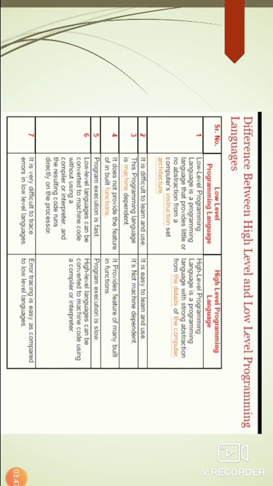Low level languages can be converted to machine code without using a compiler or interpreter, and the resulting code runs directly on the processor. High level languages can be converted to machine code using a compiler or interpreter. Next, it is very difficult to trace errors in low level languages. In high level programming language error tracing is easy as compared to low level languages.